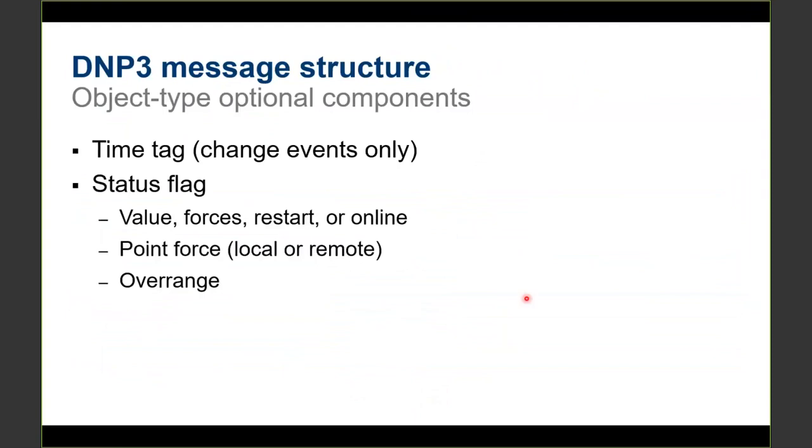The quality attribute, or the status flag, informs the master station of information such as whether the index is in online status, offline, forced, etc. This helps with troubleshooting, especially in applications involving communications between the SCADA system and RTUs. That's why it's really important to set up, for example, object 1 with the variation that sends the quality attribute. That's really helpful for troubleshooting.